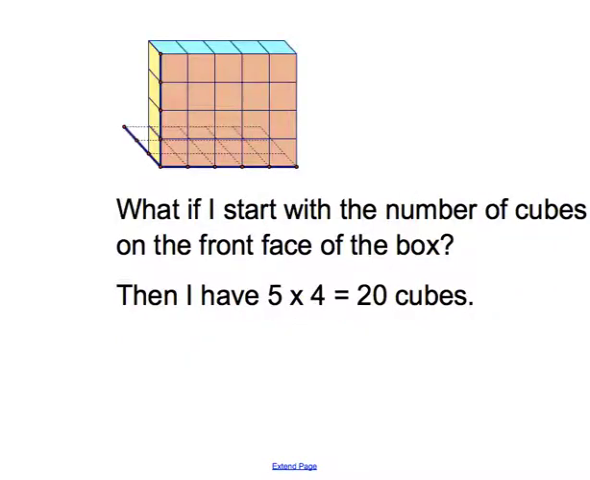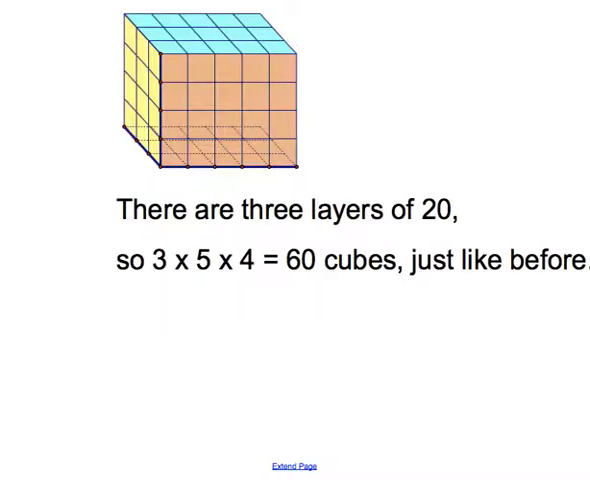What if we start with the number of cubes on the front face of the box? Then I have 5 times 4, which is 20 cubes. There are 3 layers of 20 working front to back, so 3 times 5 times 4 equals 60 cubes, just like before.